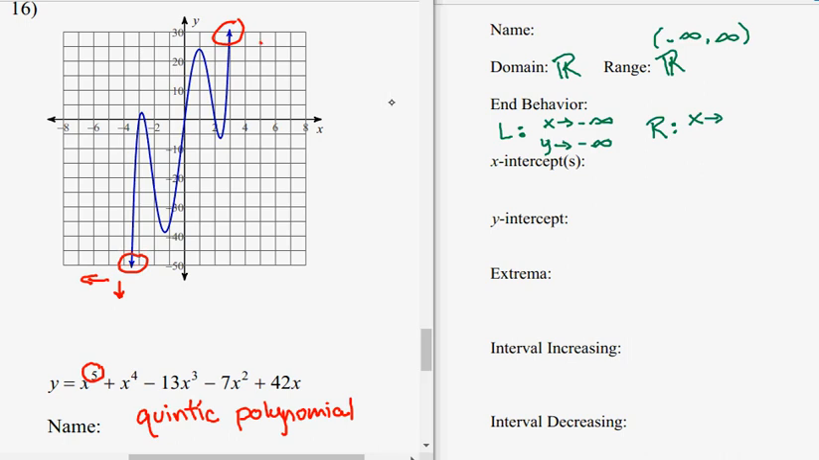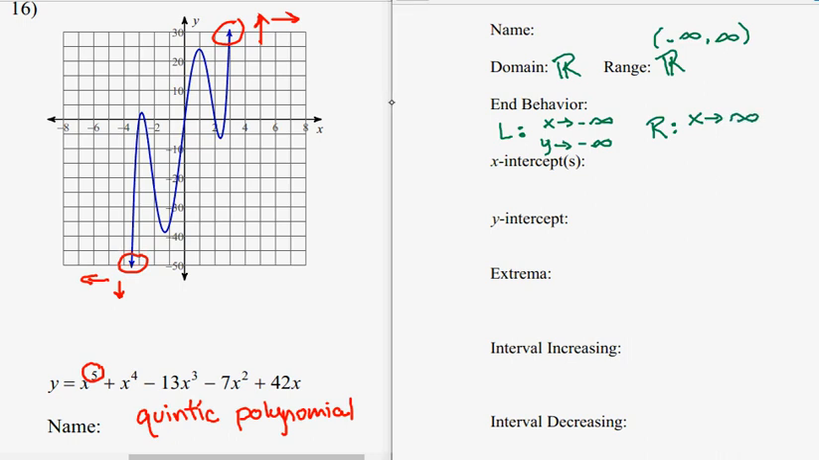On the right side, this arrow is pointing up, and it's also pointing to the right. Okay, so as x values go to the right, they get bigger and bigger. They go to positive infinity, and y values are also going to positive infinity.